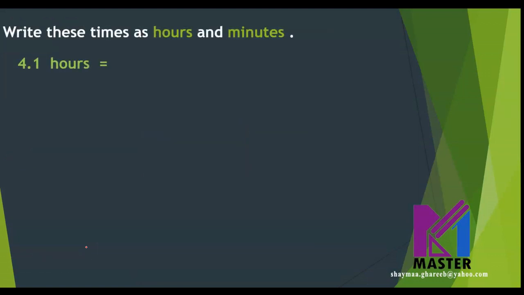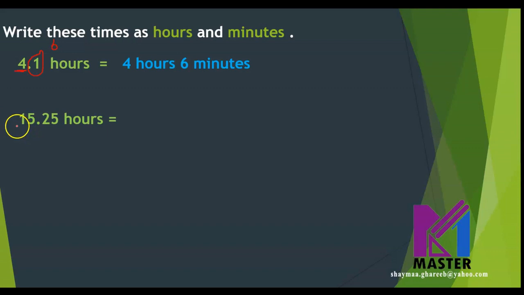Write these times as hours and minutes. If I have a decimal number of hours and I want to write them as how many hours and how many minutes. So how many hours here? There are 4 full hours and 1 tenth of the hour. 1 tenth of the hour equals, do you remember? 1 tenth of 60 equals 6. So we can say it is 4 hours and 6 minutes.